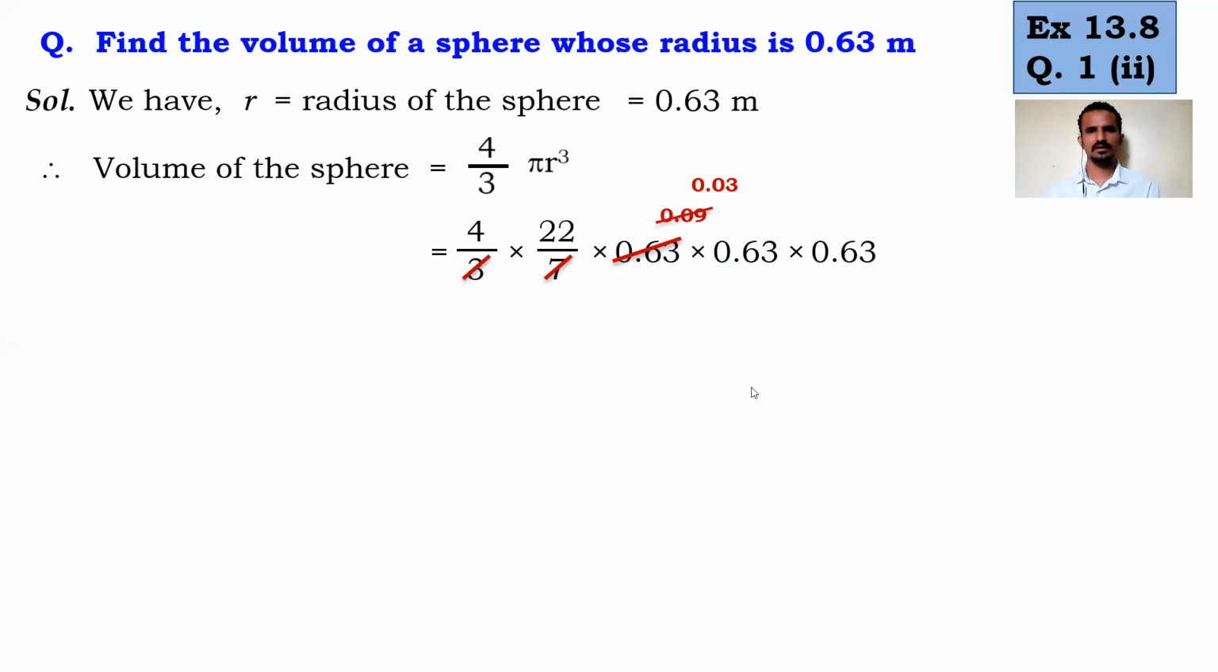So let us divide 0.09, so we get 0.03. So these are the numbers we have to multiply. 4 into 22 into 0.03 into 0.63 into 0.63.